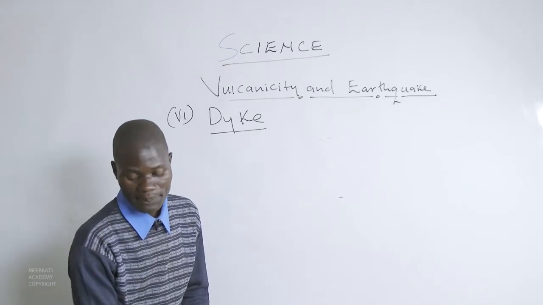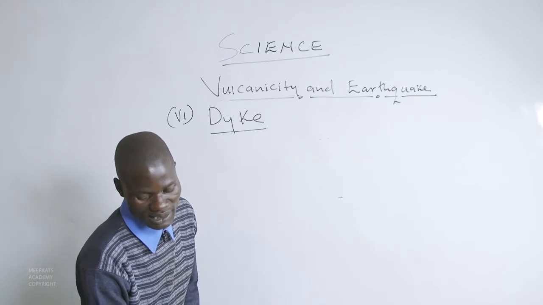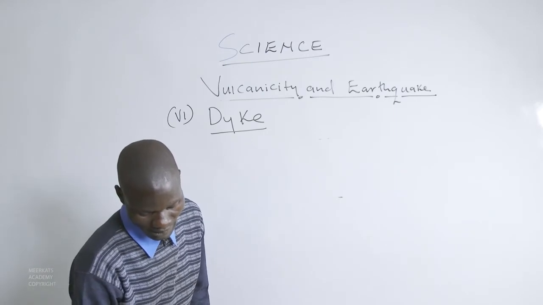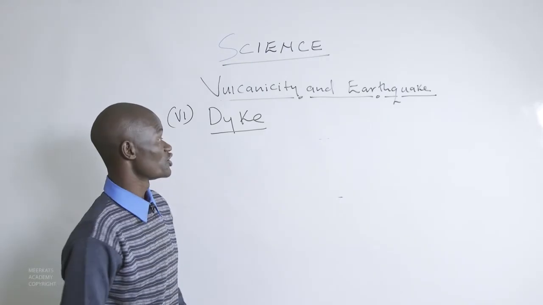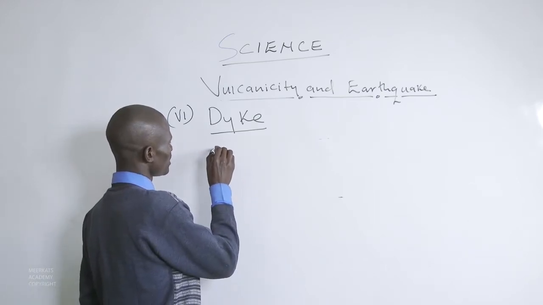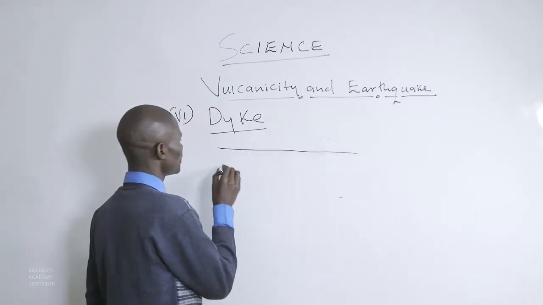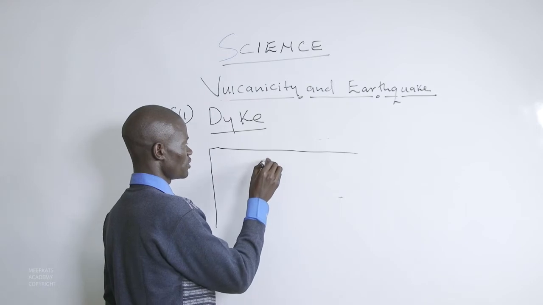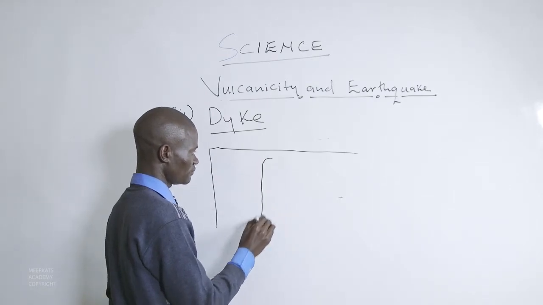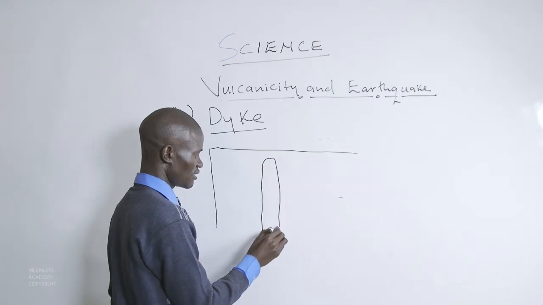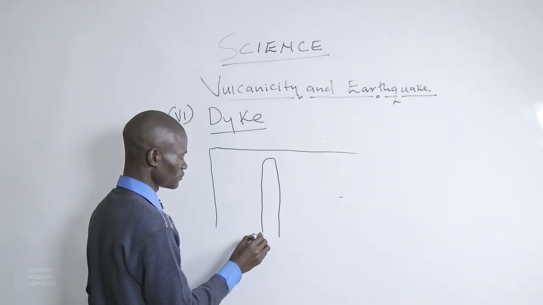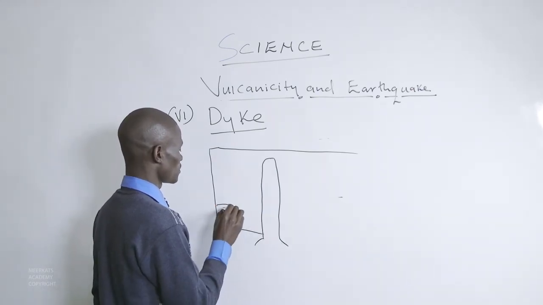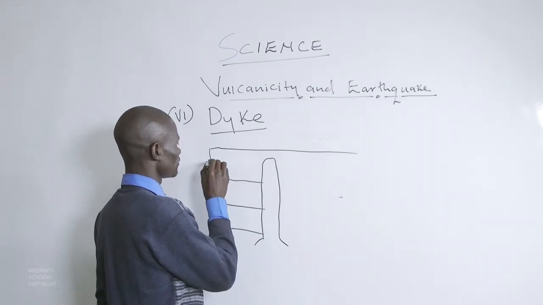It is called the Kaap Valley. It is found in the Kaap Valley in South Africa, and it takes the shape of a vertical intrusion, or a wall-like structure that may be found standing within the bedding planes of the earth crust.